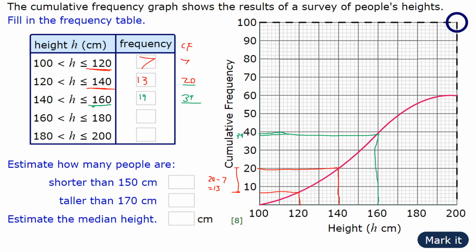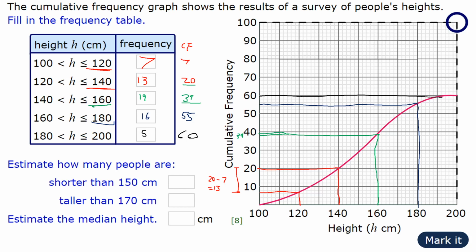Okay? Let's go over the next example, which is 180. 180 is here. And we can see 180 goes at 55. So 55 minus 39, that's just going to be 16. And finally, we can see that at 200, we can see that the cumulative frequency is 60. So therefore, this has to only be 5 people. Okay? Now, this is all to work out the frequencies.